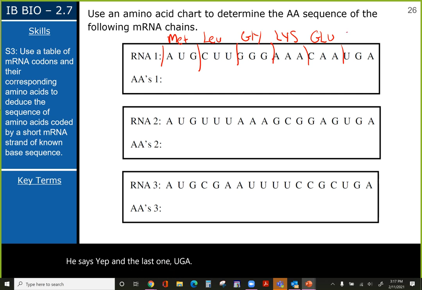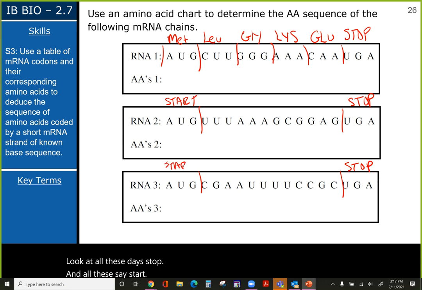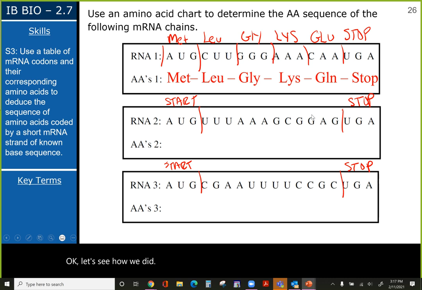James says stop. Stop. I don't want to do this anymore. Look at that. All these say stop. And all these say start. Okay, let's see how we did. Pretty good, except for I got the glutamine symbol wrong. But other than that, we did perfect.